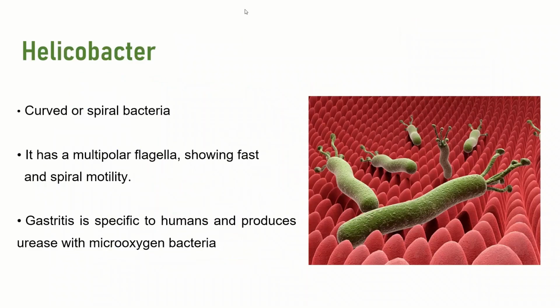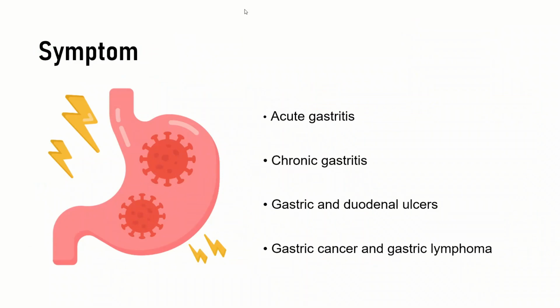Helicobacter is a curved or spiral bacteria. It has multipolar flagella showing fast, spiral motility. It is specific to the human stomach and produces urease, and is a microaerophilic bacteria. Symptoms may include acute gastritis, chronic gastritis, gastric and duodenal ulcers, gastric cancer, and gastric lymphoma.